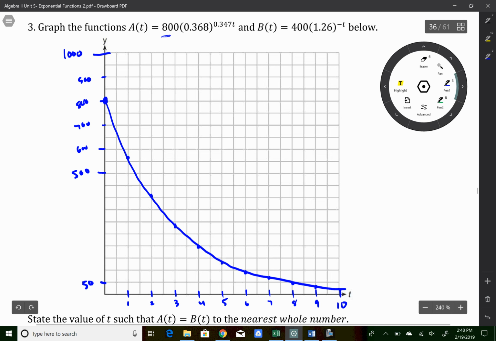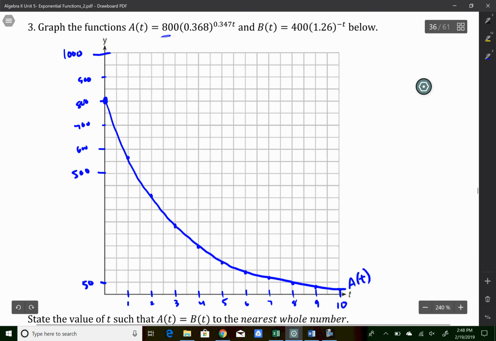Then if we go through and graph the other one, actually let me label this A of t. I like the label at the end. I think it just makes everything easy. You label however you feel you want to.